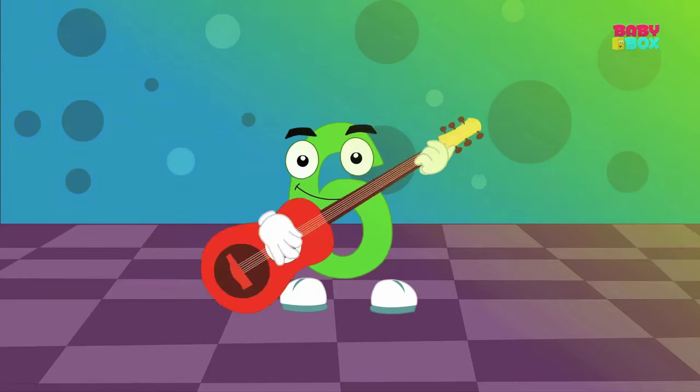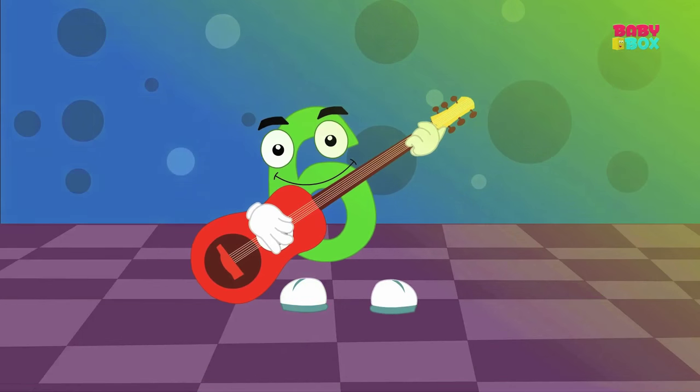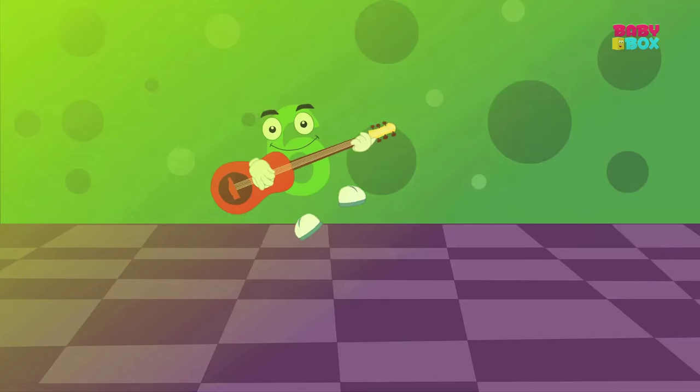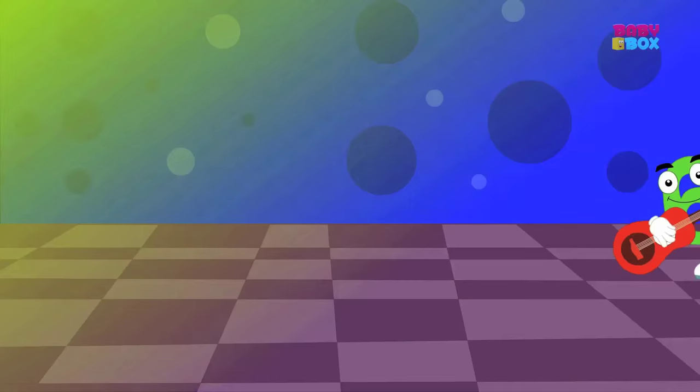Six, here is six. There are six strings on a guitar.